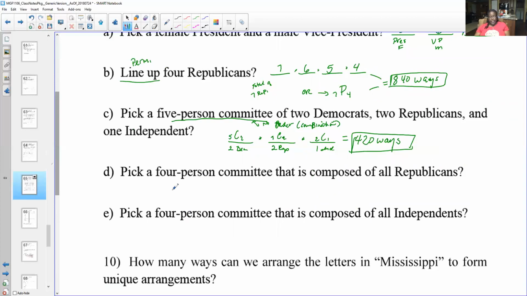All right, here we go. Looking at pick a 4-person committee. Again, we're still doing a committee, so no order there, and we know we're talking about a combination still. That is composed of all Republicans. So a 4-person committee that is composed of all Republicans. How many Republicans did we say we had? I believe it was 7, right? But we want to choose 4 of them. So right there we have 7 combo 4. That gives 35 ways we can make up this 4-person committee.